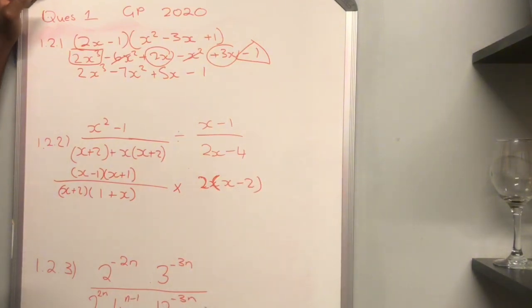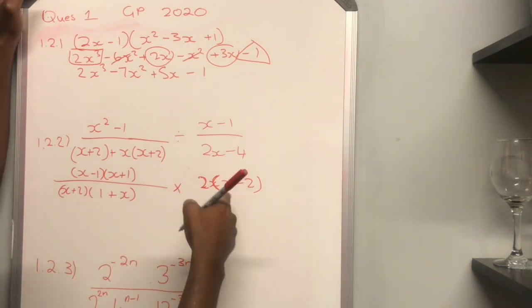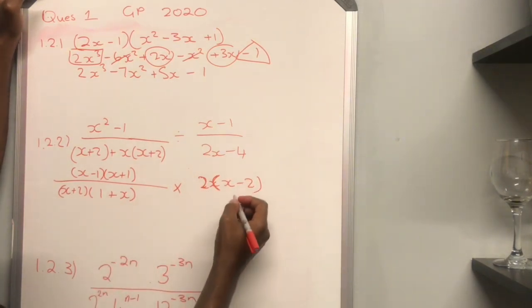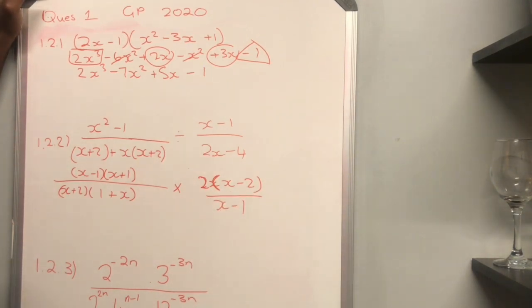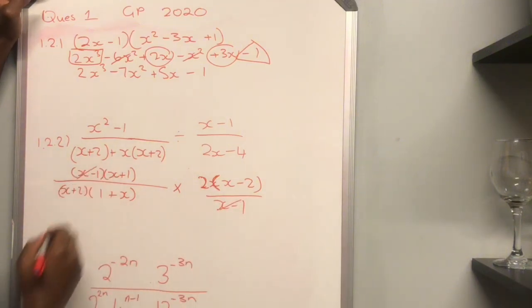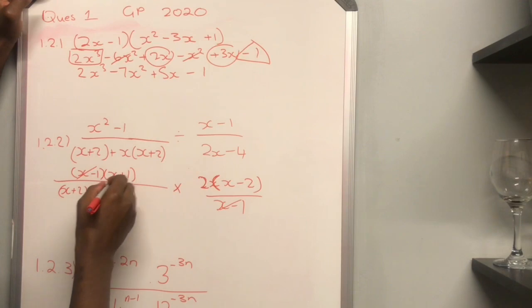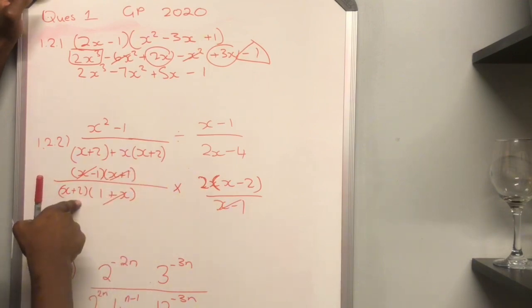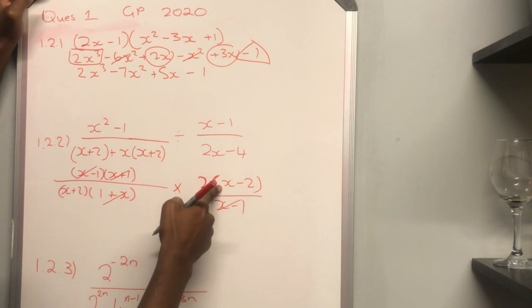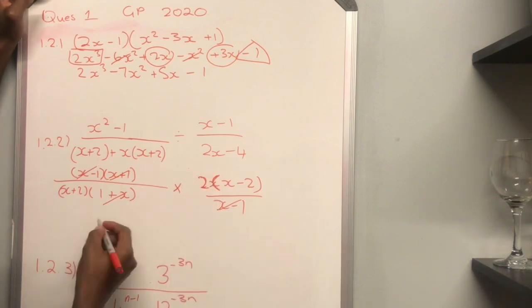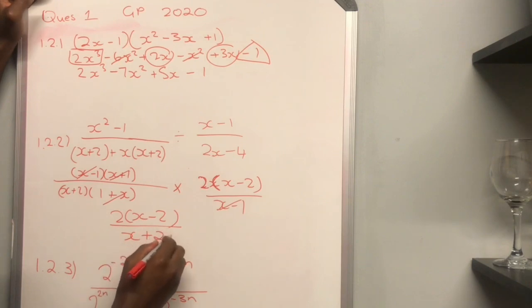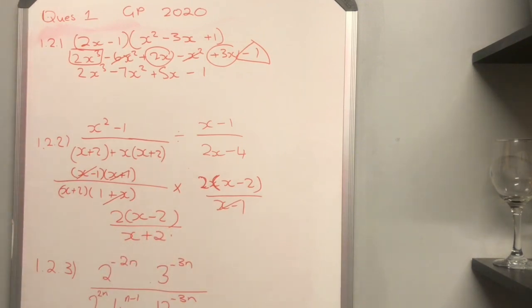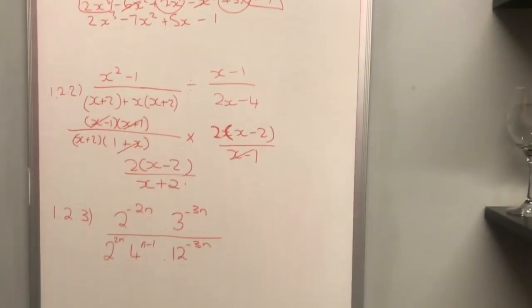Can you see that? Can you really see that? Watch. And then we come back here. It's x minus 1. Watch this. This cancels out with this. This cancels out with this. And then this won't cancel out with that. Can you see that? So the final answer is 2x minus 2 over x plus 2. We're done. Then we move on to the final one.